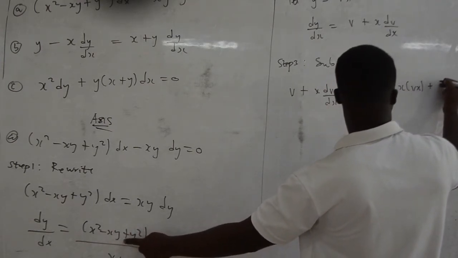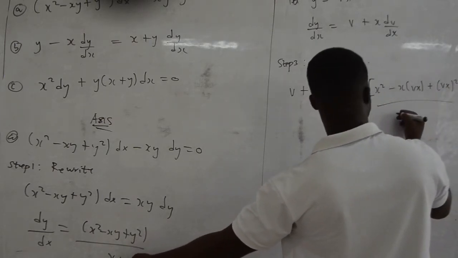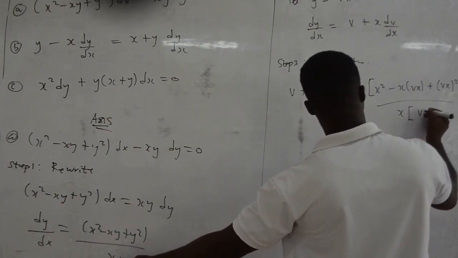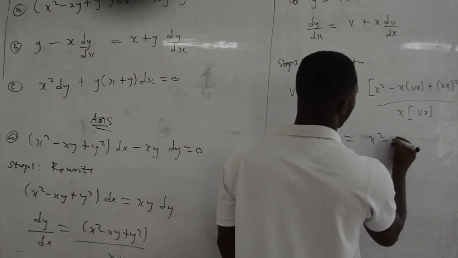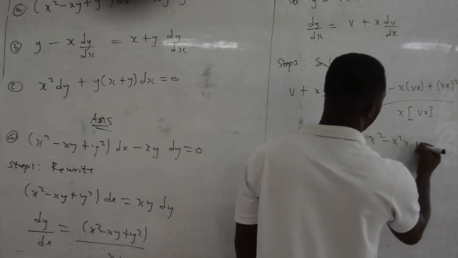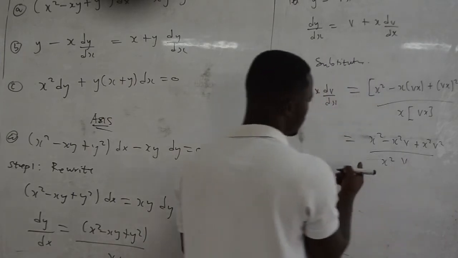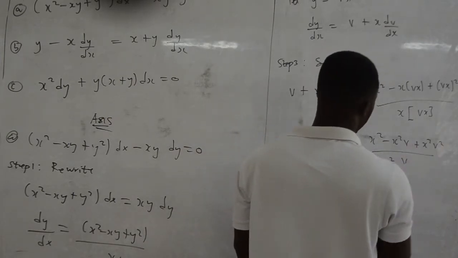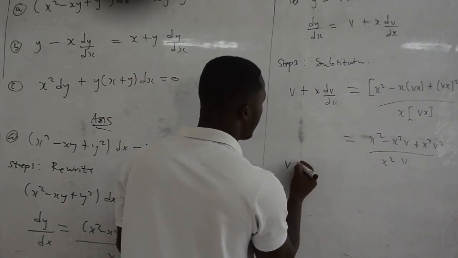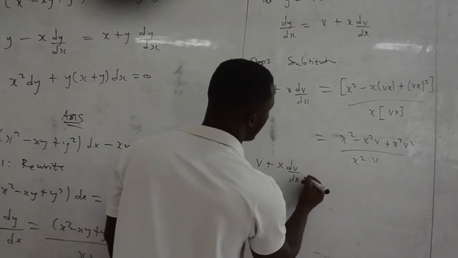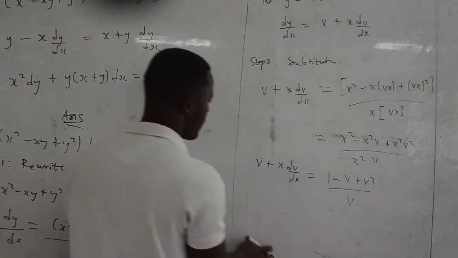Plus y squared, so here it will be vx all squared, all over xy. My y here will go to vx. So now rewriting this one, we'll have something like x squared minus x squared v plus x squared v squared all over x squared v. So you see that in the numerator we have x squared, so all the x squared will go out. So then I'll have v plus x dv/dx is equal to 1 minus v plus v squared all over v.